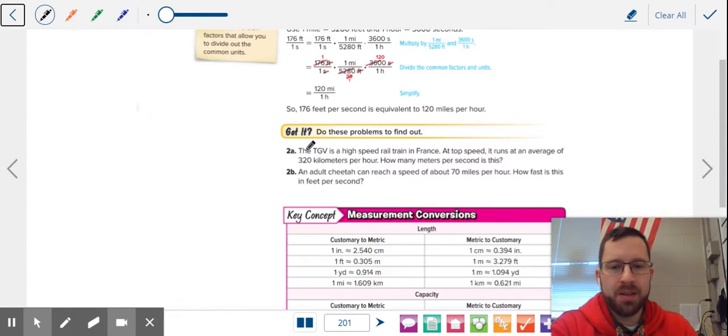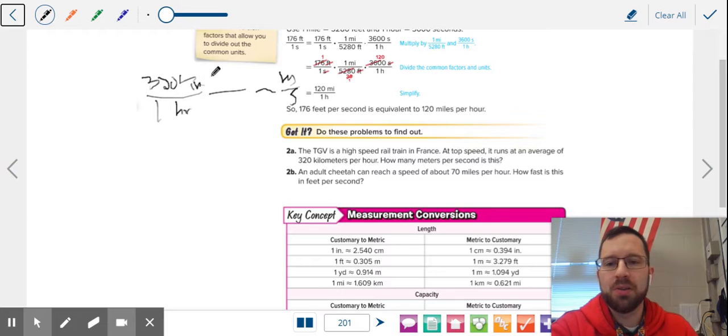We have the TGV, a high-speed rail train in France. At top speed, it runs an average of 320 kilometers an hour. It's pretty fast. All right. How many meters per second is this? Now look at this. Kilometers to meters we need to do. That's 1. Hours to seconds we need to do. That's 2. So how many kilometers are in a meter, or vice versa? Meters are smaller. So there's 1,000 meters in a kilometer. Remember, if you don't know the conversion, do whatever it takes to figure it out.